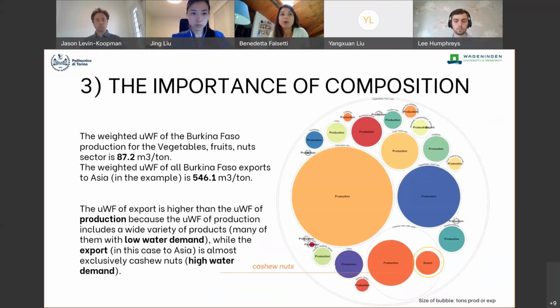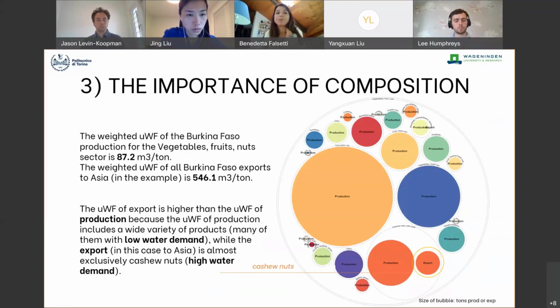And this is just an example in order to show the importance of this composition, because these images show the subdivision of the vegetables, fruits, nuts sector for the various crops included. And so different colors are different crops. And from the calculation obtained for the weighted average, we find that, for instance, the water footprint of Burkina Faso production for this sector is 87 cubic meters per ton, while if we consider the weighted unit water footprint of all Burkina Faso exports to Asia, for instance, it is 546 cubic meters. So why this difference?